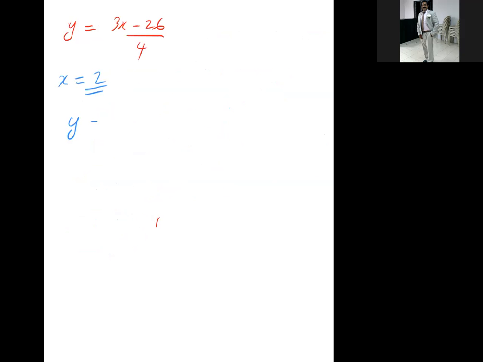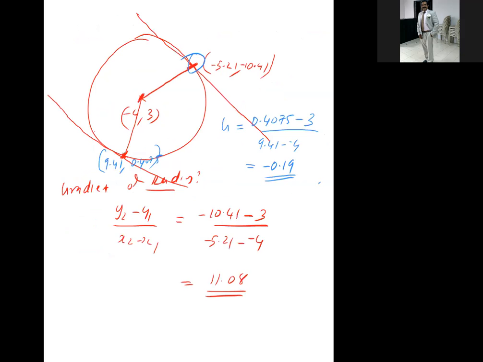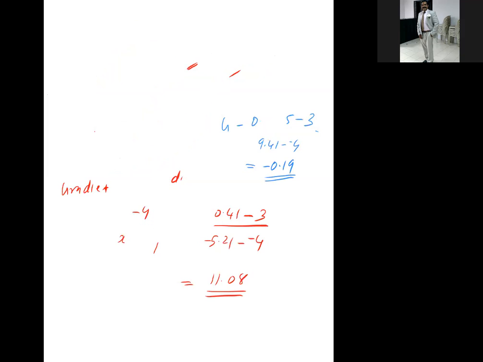So what will be the value of y? 3 into 2 minus 26 by 4. 3 into 2 is 6, so 6 minus 26 by 4. 6 minus 26 is minus 20, and minus 20 by 4 is minus 5. So this was our circle, and this point is 2, minus 5, and this is our tangent, and this is our center.